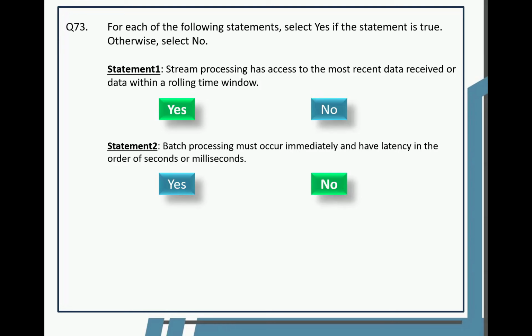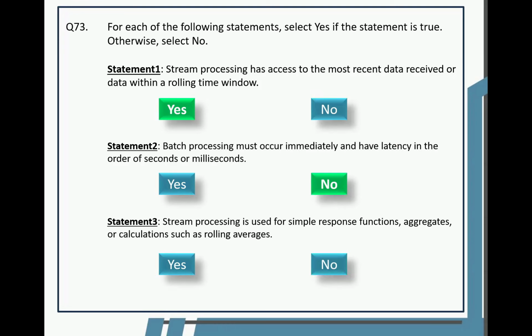Let's look at the third statement. Stream processing is used for simple response functions, aggregates, or calculations such as rolling averages. This is a correct statement. Stream processing commonly performs event-based reactions, that is alerts or triggers, aggregations, that is count, sum, average, and rolling window calculations, for example, last 5-minute average.